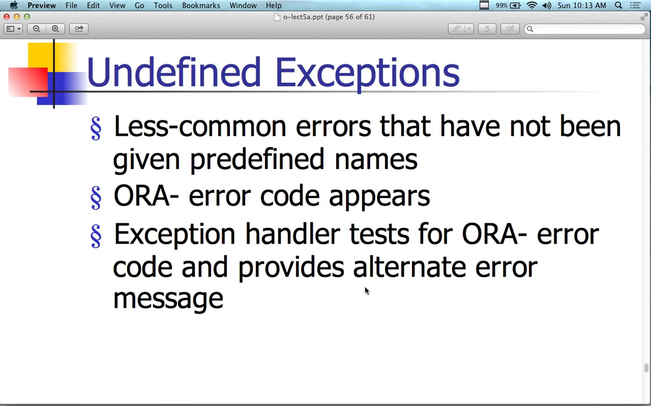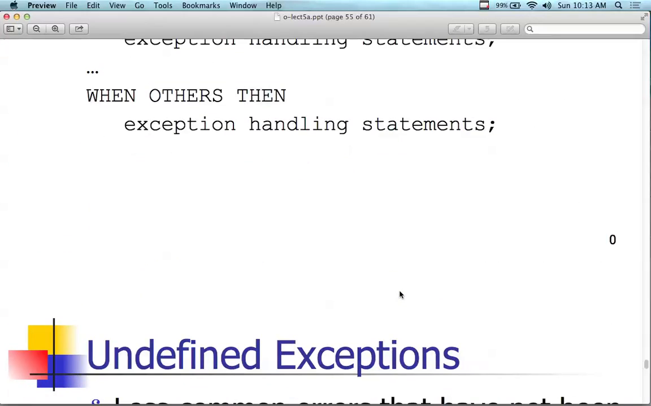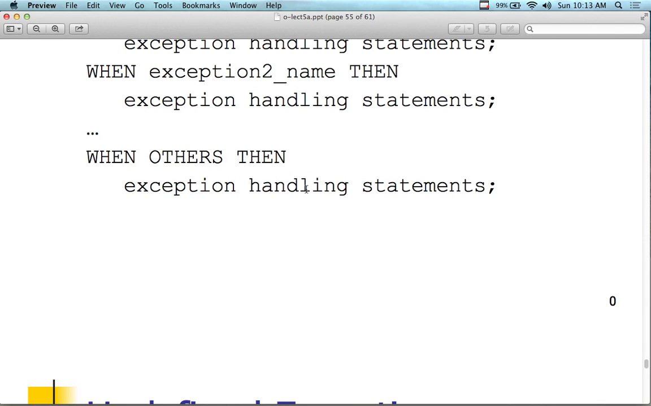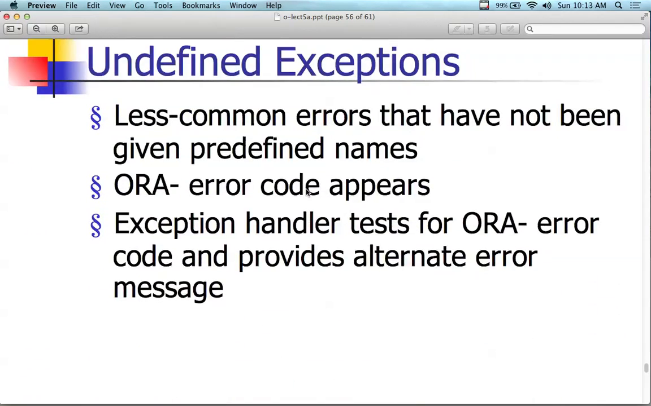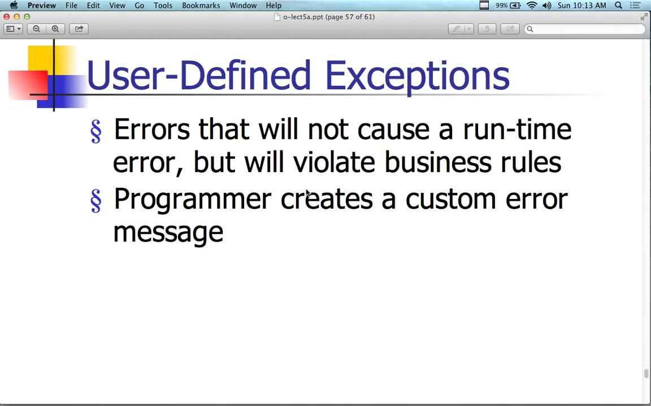So undefined exceptions are less common errors that are not given predefined names. No ORA error code appears. Instead, the exception handler tests for the ORA error code and provides an alternative error message. Which means in the others category, you might be looking for other error codes that you might have predefined, and then you put something out to the screen. Maybe it says, hey, this error happened, no connectivity or something.